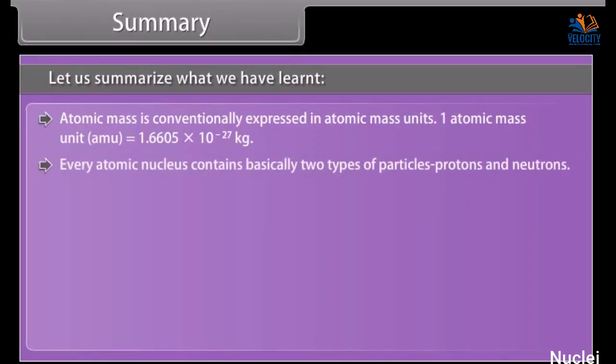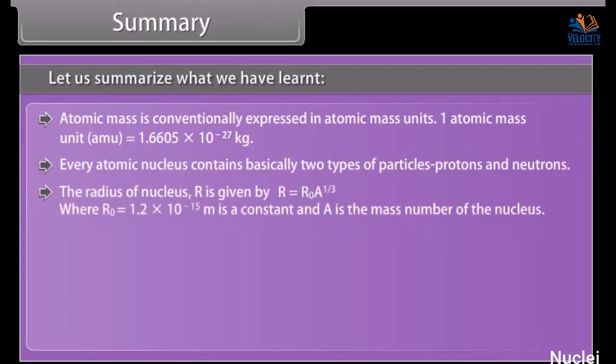Every atomic nucleus contains basically two types of particles, protons and neutrons. The radius of the nucleus R is given by R = R0 A^(1/3), where R0 is equal to 1.2 × 10^-15 m is a constant, and A is the mass number of the nucleus.